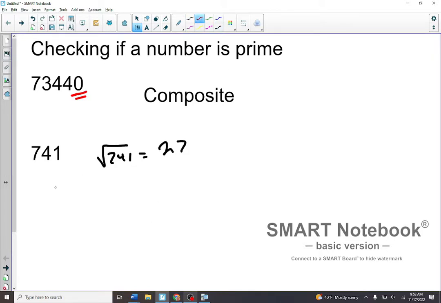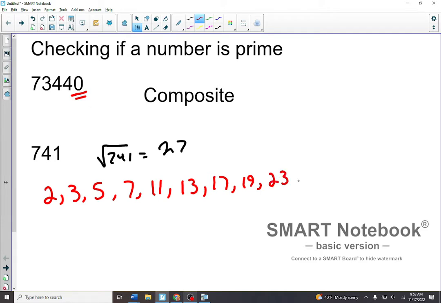So I want all the prime numbers up to 27. Now you should get used to your first prime numbers. 2, 3, 5, 7, 11, 13, 17, 19. 21 is absolutely not prime, because it's 3 times 7. Then 23. 25 is not prime and 27 is not prime. So then you're good, and that's it.